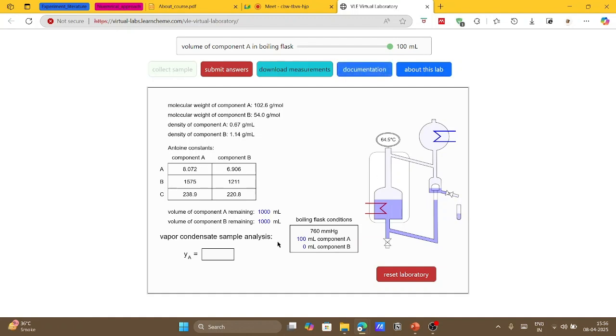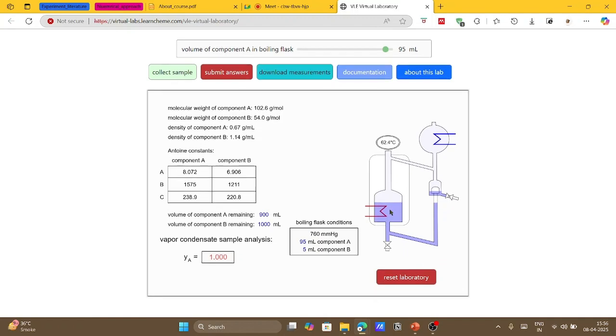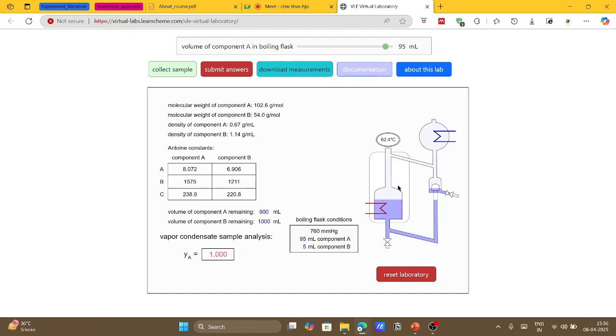The sample will be collected and the corresponding vapor fractions will be calculated, right? Now change the value again. From 100, let's go to 95. So now you have 95 ml of component A and 5 ml of component B in the flask. Wait for the temperature to rise and attain a steady state, and then again collect the sample. Right. So you collected the sample. Now from 95, let's go to 90 ml.